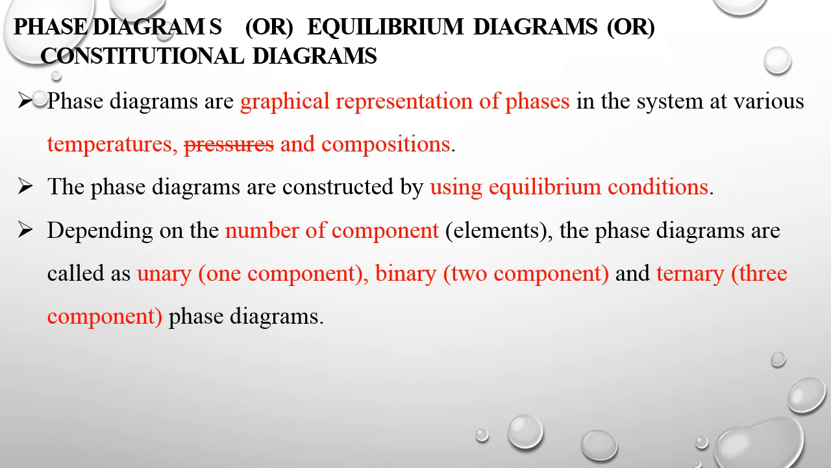Next, phase diagrams. A phase diagram is a graphical representation of phases in a system at various temperatures, pressures, and compositions. It is constructed under equilibrium conditions, depending on the number of components. Phase diagrams can be unary, binary, or tertiary.